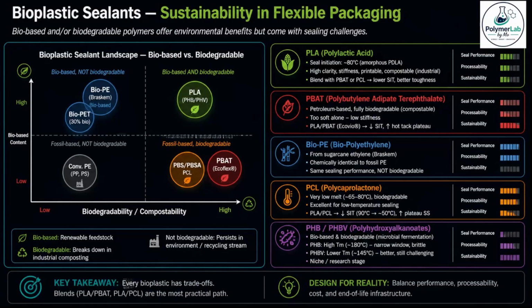PHB and PHBV are produced by microbial fermentation. Both of them are bio-based and biodegradable. PHB has a high melting point around 180 degrees, making it interesting for retort applications, but its very narrow processing window and brittleness make it extremely difficult to produce flexible films. PHBV has a lower melting point around 145 degrees and better processability, but it's still challenging. These materials are still primarily in research and niche applications.